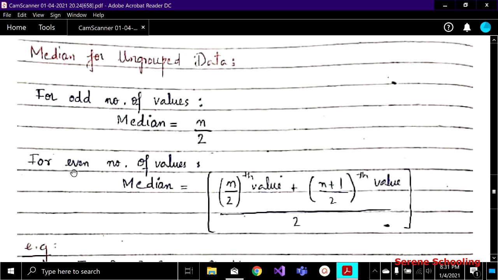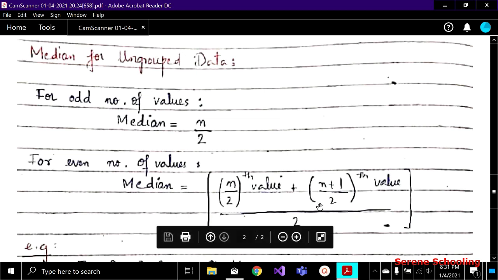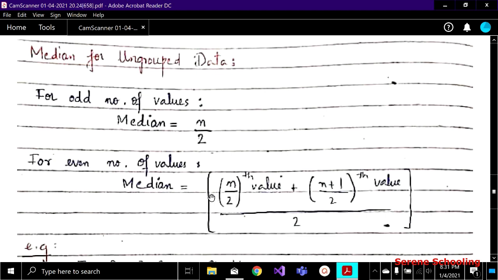For the case of an even number of values, this is the formula: the n by 2th term, plus the value next to it, the n by 2 plus 1th value, and then we take the average of these two values, dividing by 2. But I guess these formulas are quite complex, and we can go without them by simply analyzing our data. So we will not use these two formulas, we will do this directly.